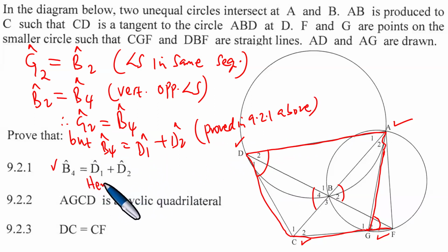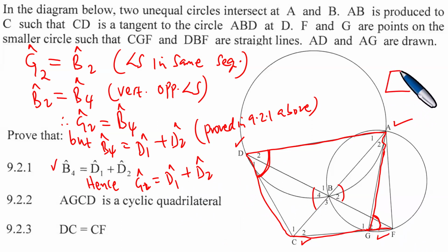And hence, what are we able to say? We're able to say that the angle G2 is actually equal to the angle D1 plus the angle D2. So we're able to see that this angle G2 is equal to this angle here. This is very, very important. Why is it important? Because it shows that the exterior angle of this chord equals the interior opposite angle. Now we learn about this theorem here. This angle is equal to that angle there.